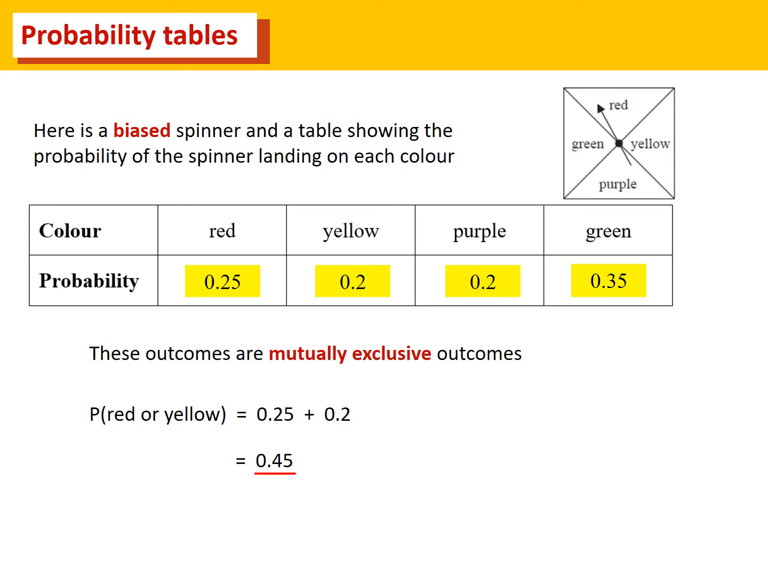So the probability of red or yellow can be found by just adding the probabilities. The probability of red here is 0.25. The probability of yellow is 0.2. So we simply add the probabilities, and the reason we can add them is because the outcomes are mutually exclusive. And therefore, that gives us a probability of 0.45.